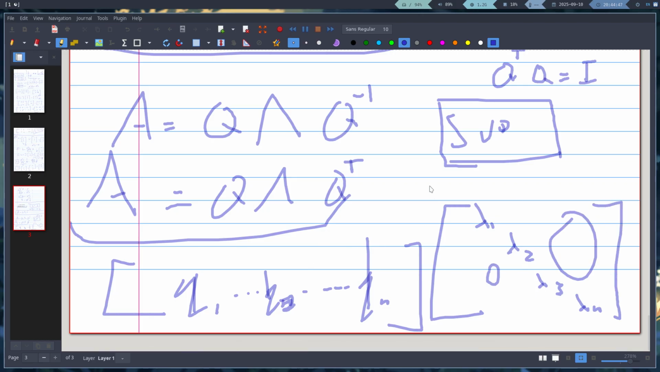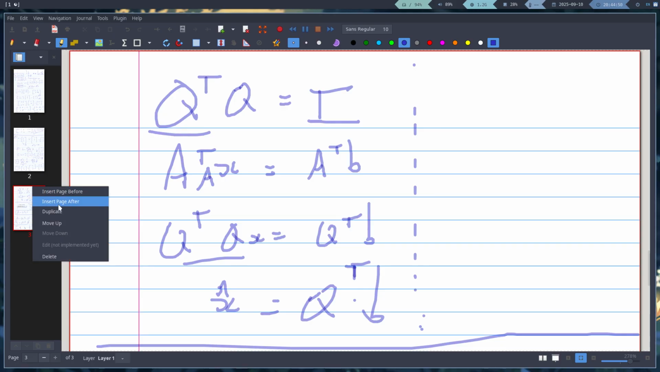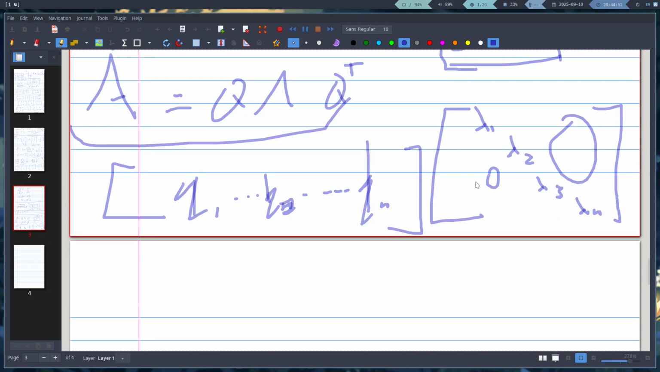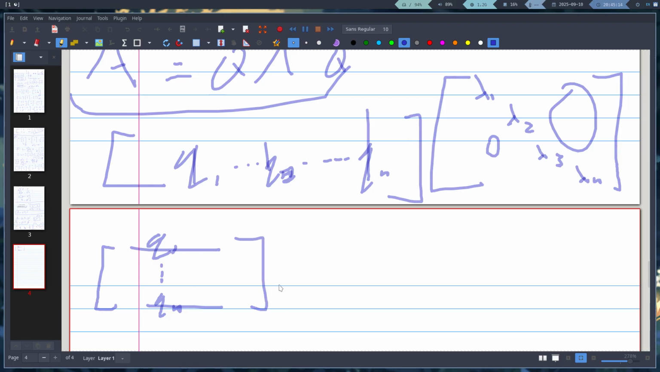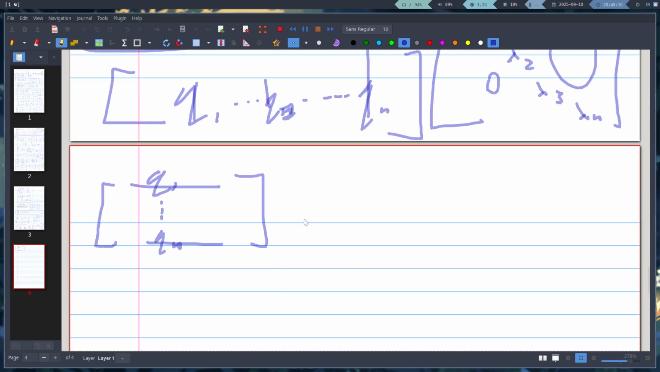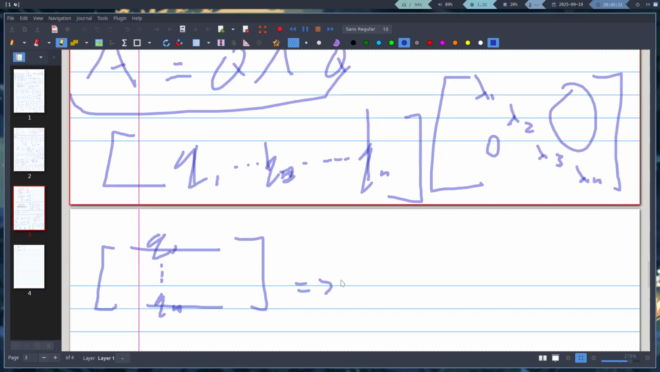We don't have space on this one, it sucks. But then this multiplies Q transpose. So I'll just put it over here: Q transpose, which is just Q1 to Qn. I'm just getting lazy now. But this time it's horizontal because it's transpose. It's no longer vertical, it's horizontal. And the way to look at this, you can look at it by rows, you can look at it by columns. I'll just look at it by linear combination of columns.